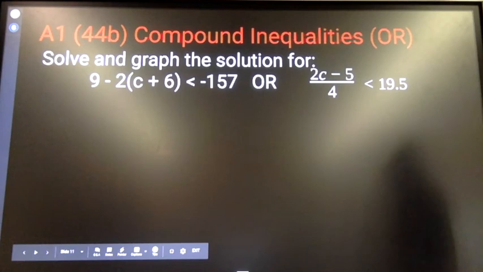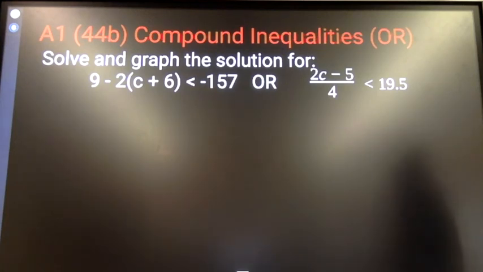See if you can do it. Hit pause, see if you can do it. Unpause, look at my solution, and then get to work.